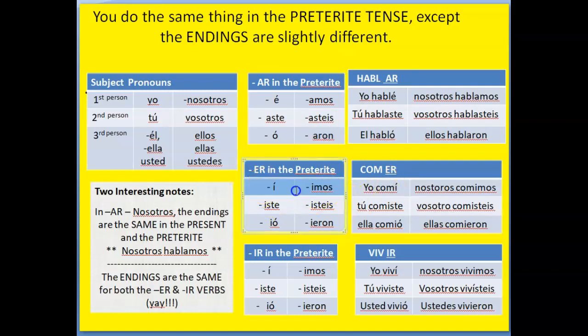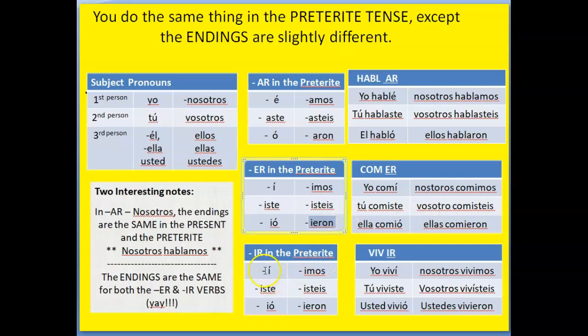The ER and the IR verbs have the same ending. So that's one less thing we have to keep up with. And they are, in the yo form, a stressed I. So with comer, that'd be yo comí. That means I ate it. Iste, for tú comiste, would mean you ate it. Comió, he ate it. Él comió. And then, of course, the plural forms, nosotros comimos, comisteis, and comieron. There's an eron for that ending.